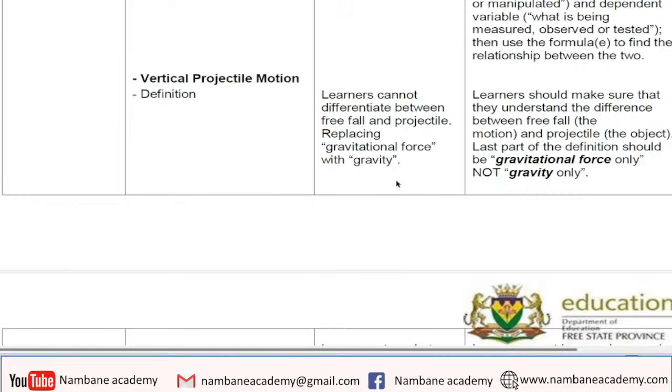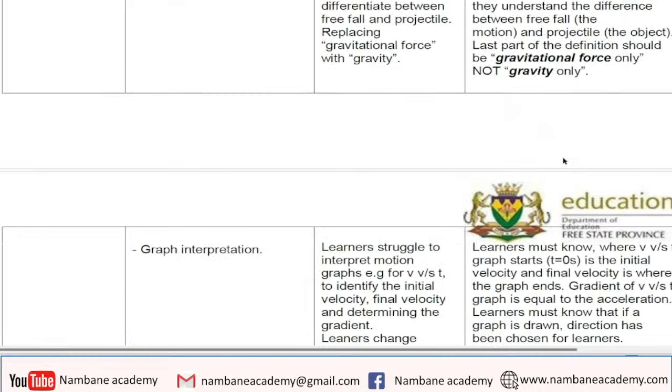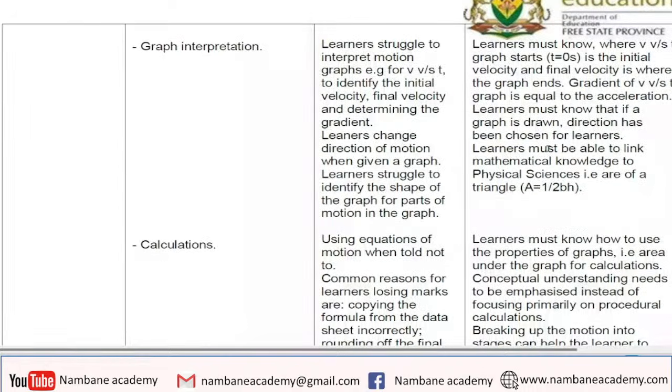Then the other thing is the learners replacing gravitational force with gravity. Gravitational force is a force. Gravity is a field. So we can't replace gravitational force with gravity. If you do that, you will lose 2 marks. We will not accept the replacement of gravitational force with gravity. So please be careful when it comes to the definition of free fall and a projectile.